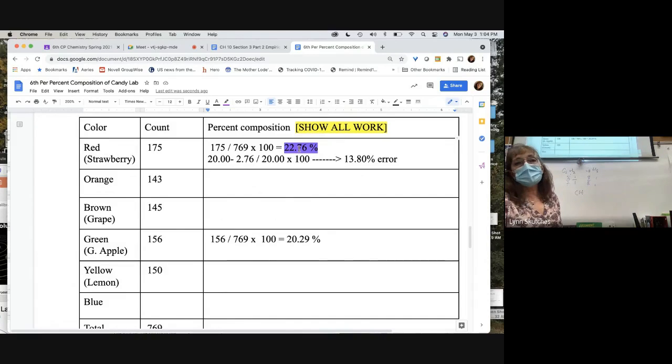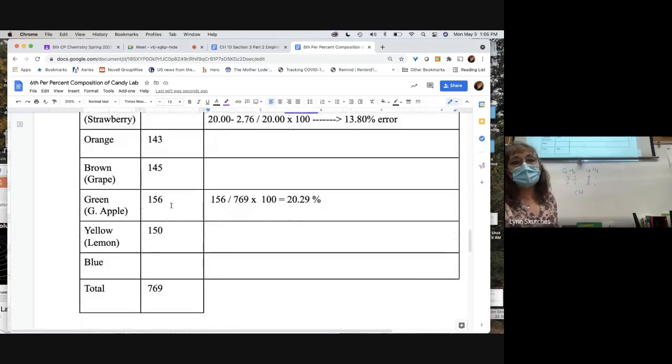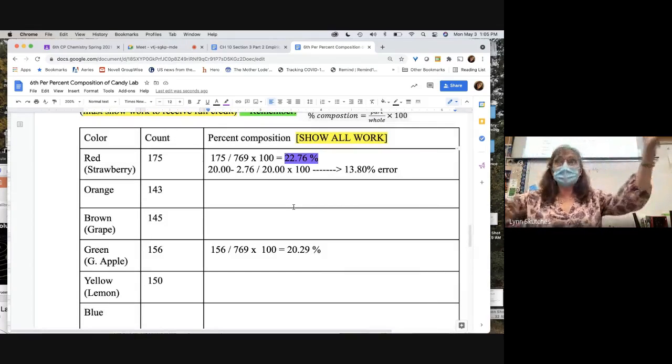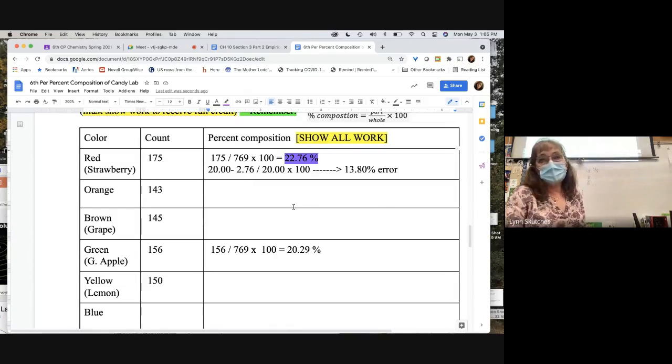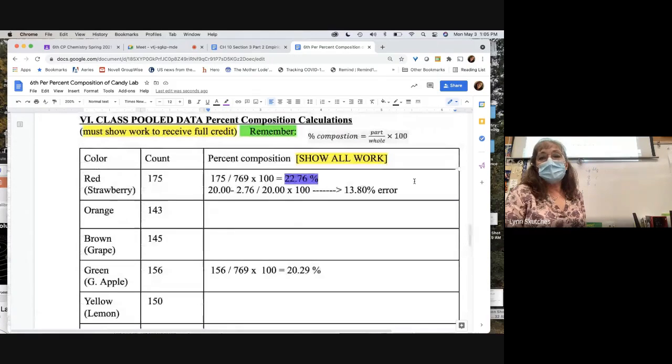Okay, so the strawberry came out 22.76. Looks like the orange is going to be below that. Orange and brown or grape are basically the same. Green, apple, and yellow are going to be, looks like yellow is really close to 20%, huh? So when we pool our data and have lots of samples, we get closer to the accepted result. That's kind of something you want to talk about in your conclusion. You do not need to do the class percent error. I was just showing that to you on Friday.